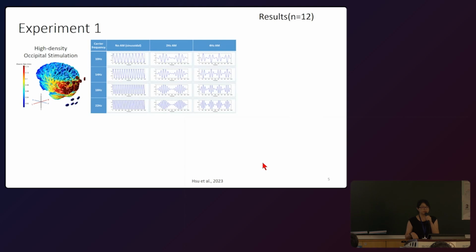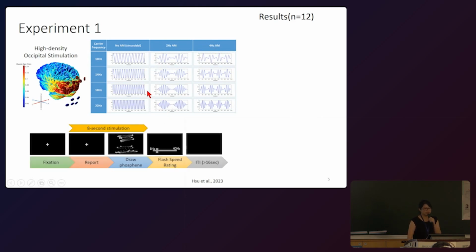Okay, so in the first experiment, we stimulate the subject in the occipital area. This is like the study done in 2008. But the different thing is that we generate 12 different waveforms, using four carrier frequencies paired with two different amplitude modulating frequencies. So you see, we can generate all different kinds of stimulation. And then in the task, we stimulate the subject for 8 seconds and ask the subject to use the mouse to mark the areas that they think are flashing in their visual field.